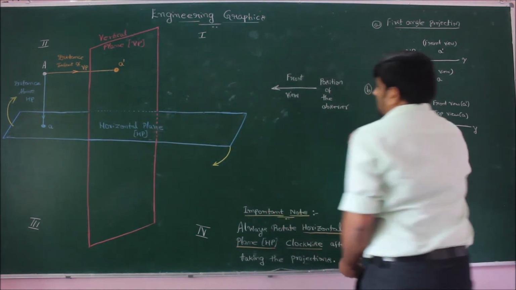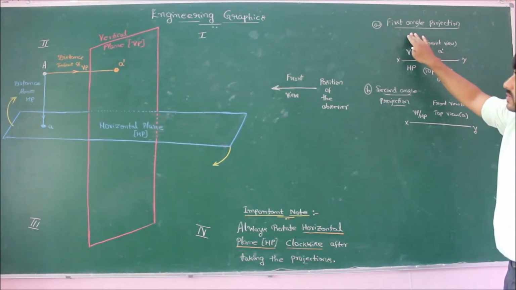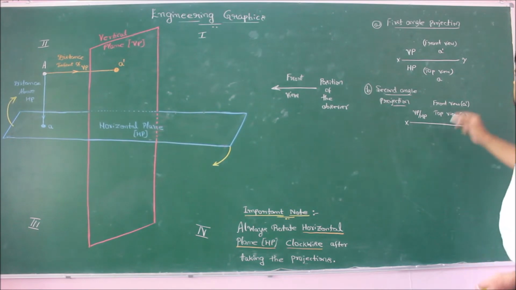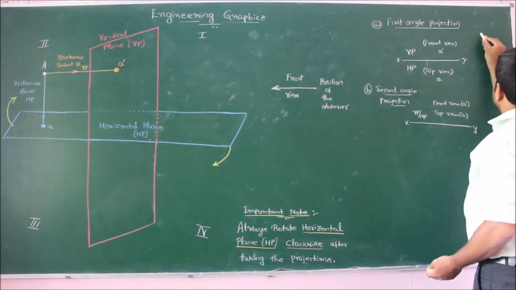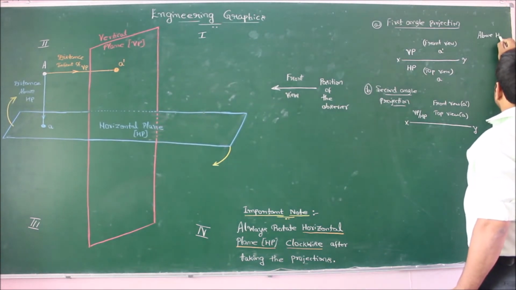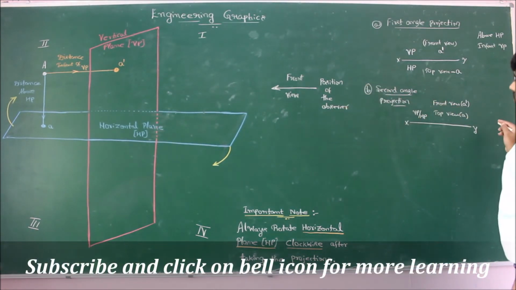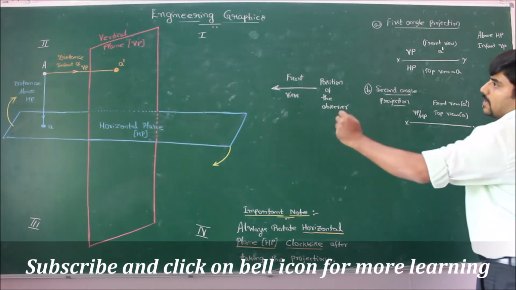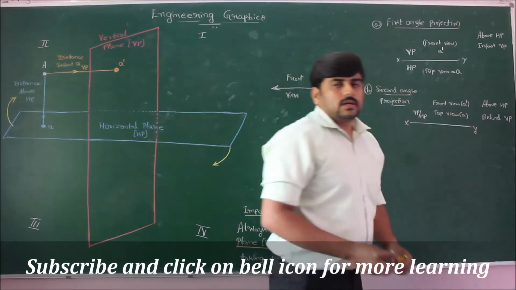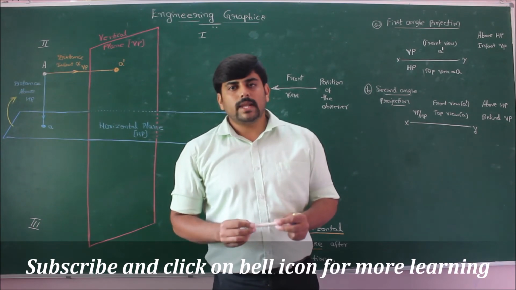Now from the clear visualization we can state that if the point lies in the first quadrant, or in the first angle projection, the condition is the point should lie above the horizontal plane and in front of the vertical plane. Similarly, in the second angle projection, the condition is that the point should lie above the horizontal plane and behind the vertical plane. Now let us move on to the third angle projection, that is when the point is placed in the third quadrant.